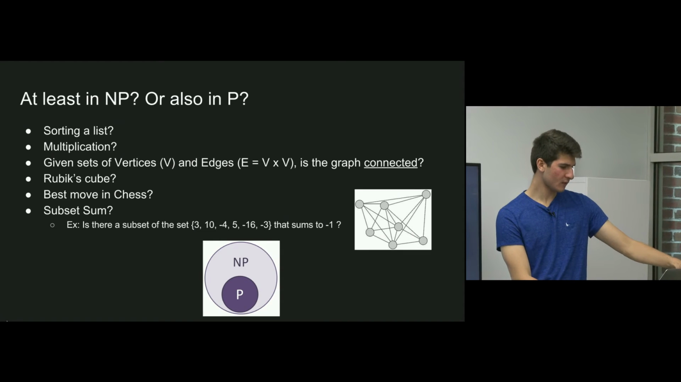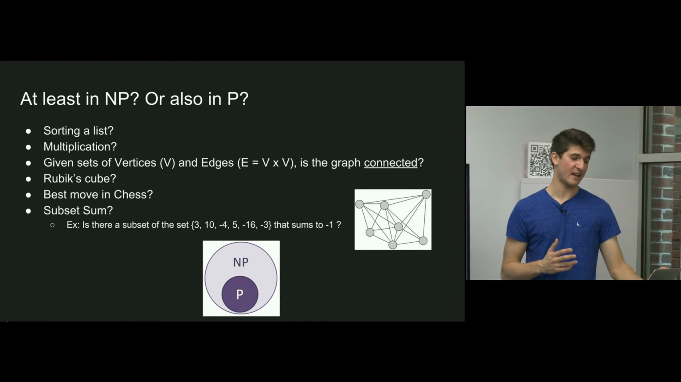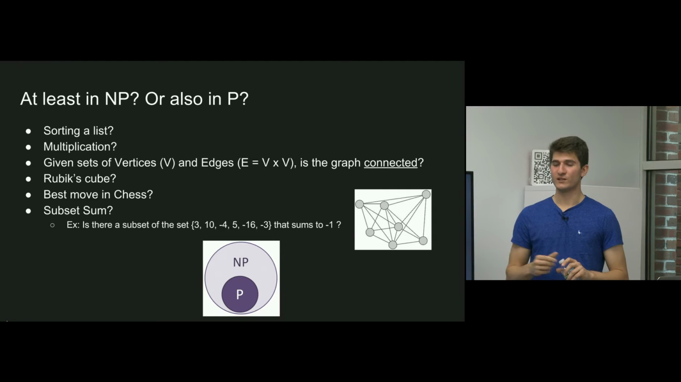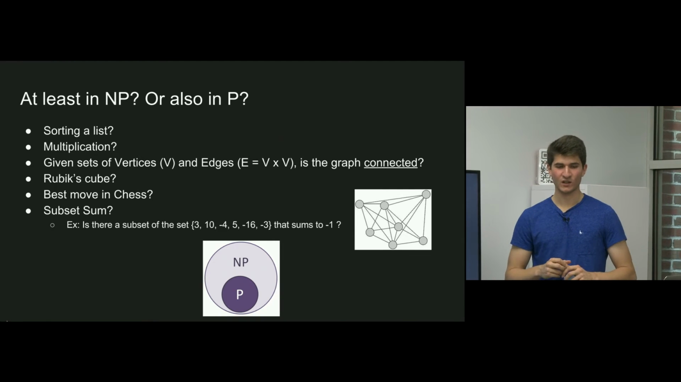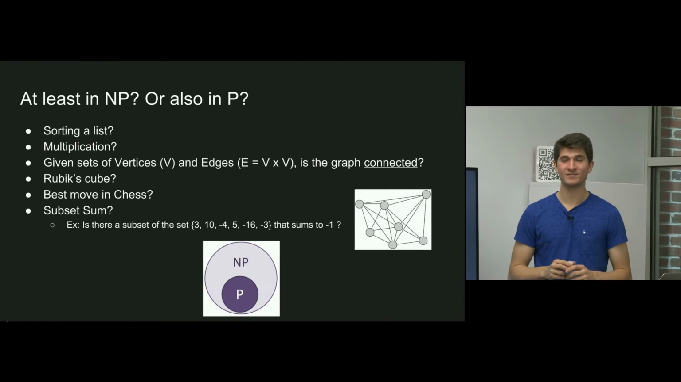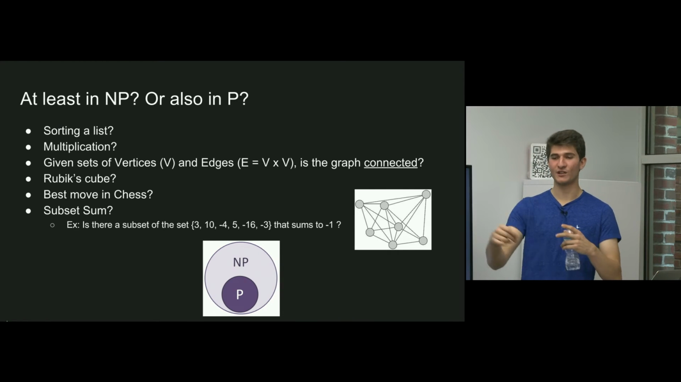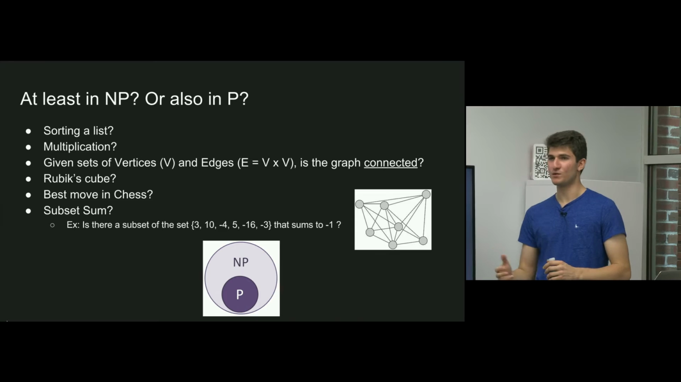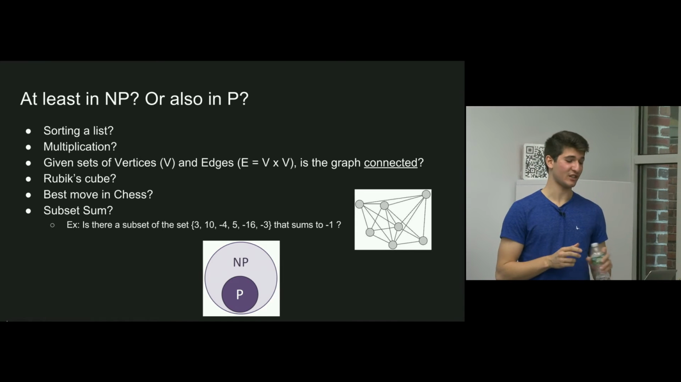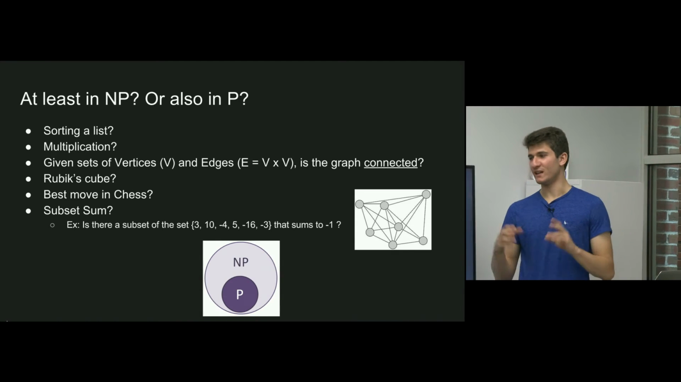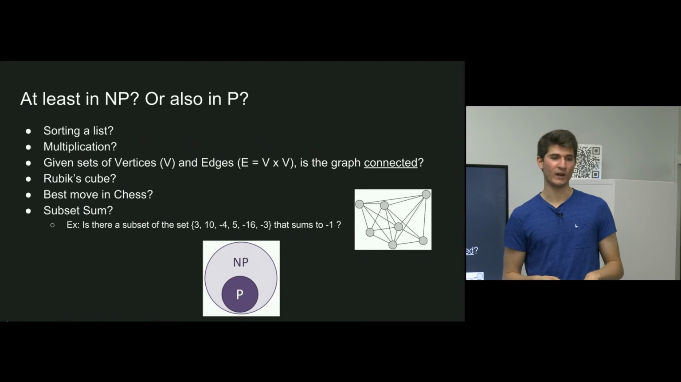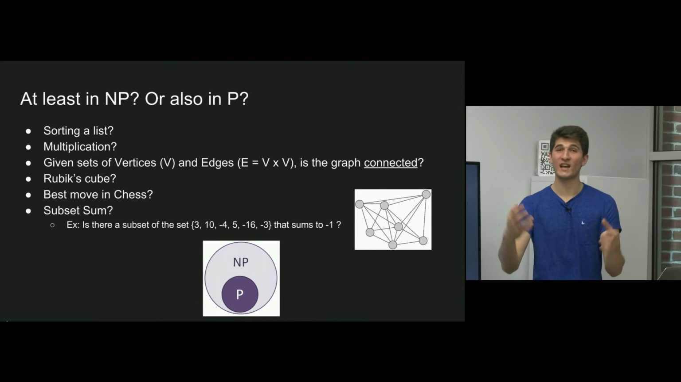And what about the best move in chess? Is that in NP? Well, if I told you that this is the best move in chess, could you check that it's the best move in chess? Probably not. I think you'd have to go through more calculation to determine if that was the best move. And that problem actually is not in NP or P. That's in its own class called exponential time, where it takes exponential time to even check if a solution is correct.